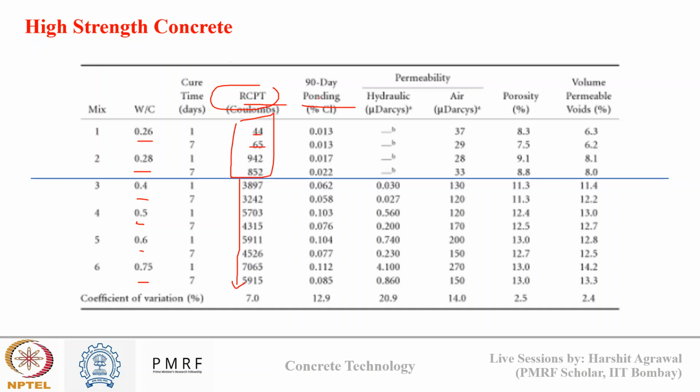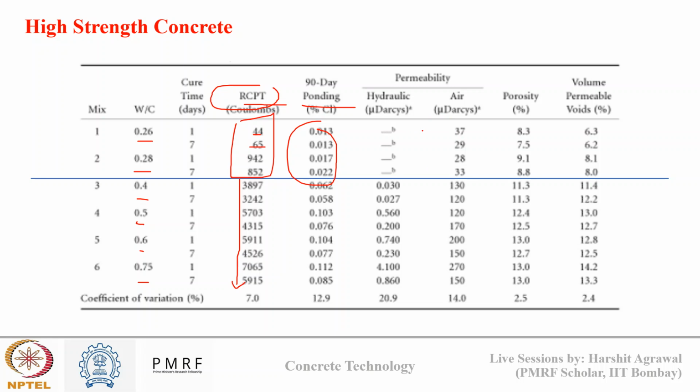Then after 90 days, chloride concentration at a particular depth is much lower for low W by C ratio. We saw in the last session the ASTM C1556 testing. The same is used here to calculate the chloride concentration at a depth like maybe 15 mm or 20 mm. High strength concrete, being denser, slows down the ingress of chloride ions and thus results in lower chloride ions at a particular depth.